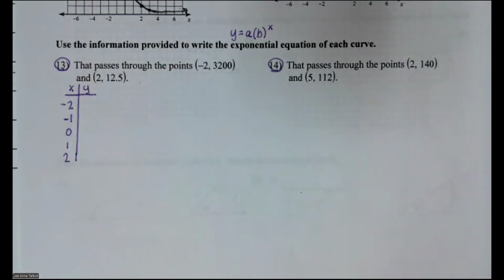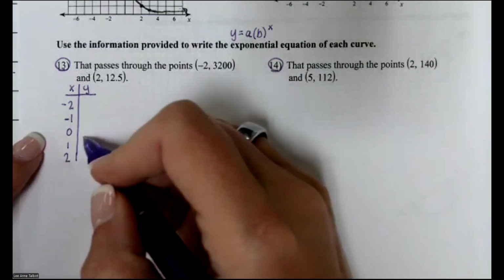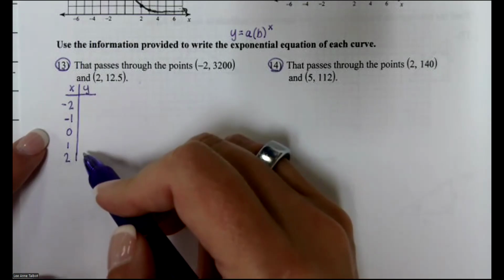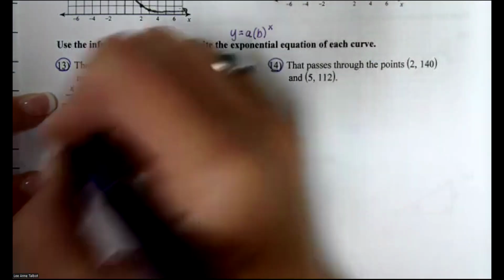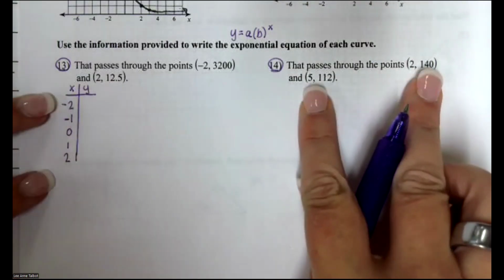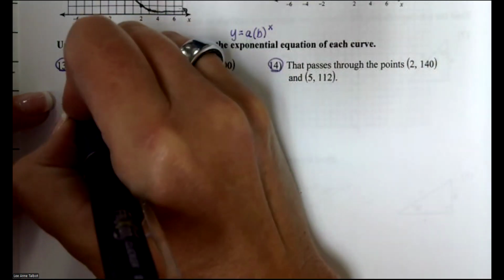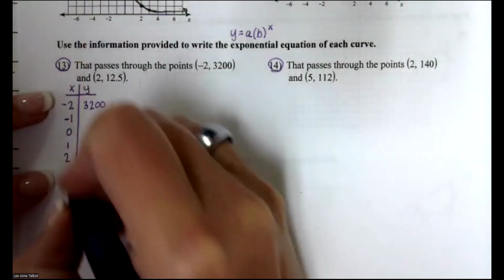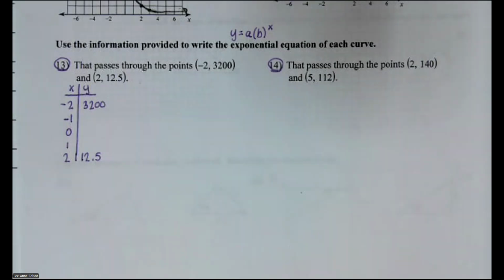And you need to make sure that you have a spot for 0. In this particular problem, that's easy because the numbers go from -2 to 2. But if they don't, like these two, we have to make a spot for 0 in our table. So -2 is 3,200 and 2 is 12.5.